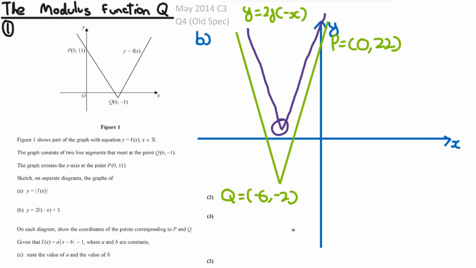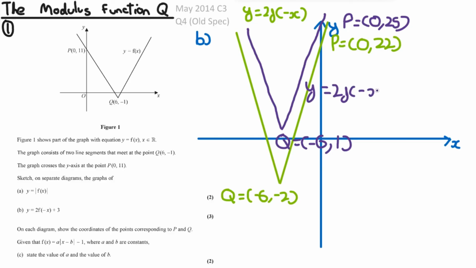The Q is going to become, so this is still going to be minus 6, and then it's going to be minus 2 plus 3, which is equal to 1, and then P is going to become, it's still going to be 0, and then it's going to be 22 plus 3, so it's going to be 25. And then this is the final answer. Y is equal to 2f of minus x plus 3, where P is equal to 0, 25, and Q is equal to minus 6, 1.